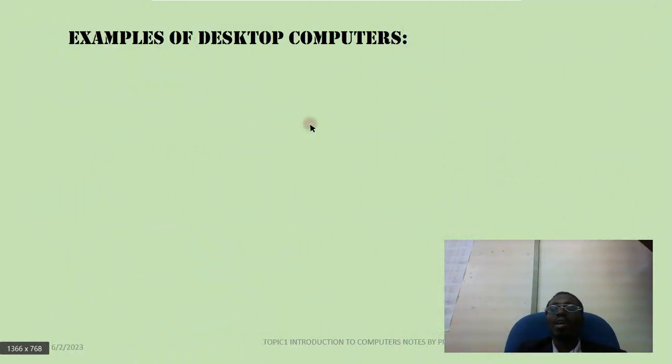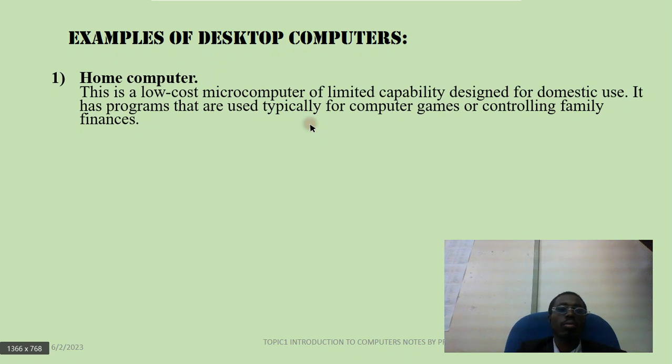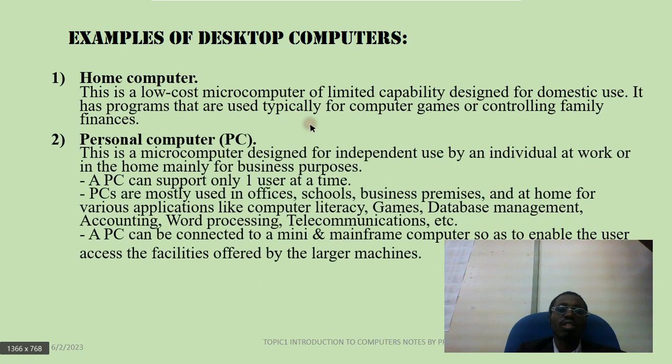Now, what are examples of desktop computers? One is home computers. This is a low-cost microcomputer of limited capability designed for domestic use. Mostly, you leave them at home. It has programs that are used typically for computer games or controlling family finances. Maybe you just use it at home.